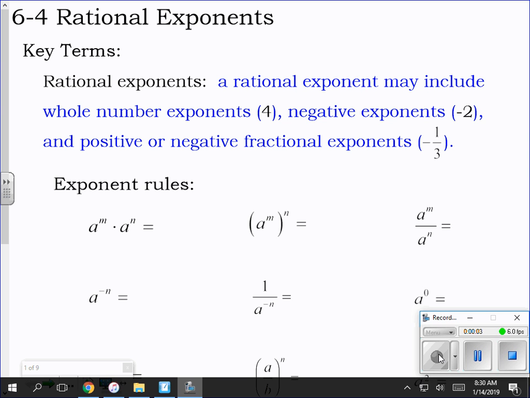So today is rational exponents. Basically, we're dealing with rules of exponents here today. This one, you really, really need to get these rules down. Exponents are easy if you know the rules. And the rules all go in both directions.